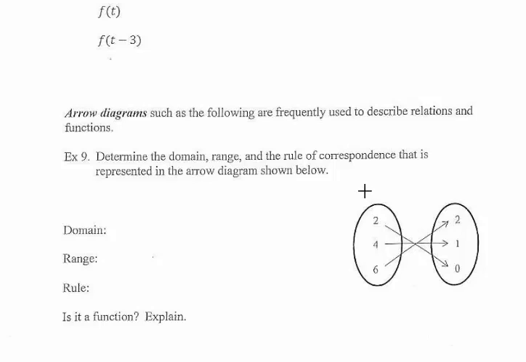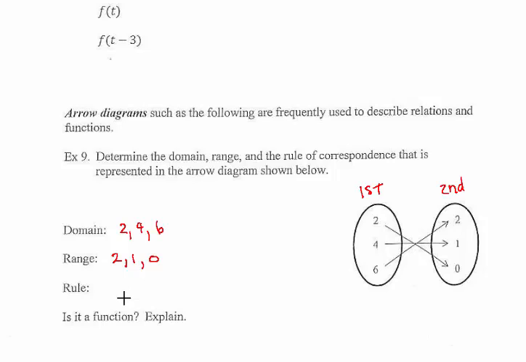First set is always on the left, second set is always on the right, and so our domain is simply the numbers or letters or shapes or whatever the elements are inside of this oval. It doesn't always have to be an oval, it can be some other shape, but this is our first set. So 2, 4, and 6 are the domain of this relation. The range is simply the elements of the second set, and so we have 2, 1, and 0.